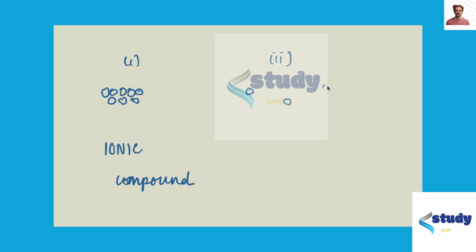Alternatively, the second diagram looks something similar to what I've drawn on the screen. The particles move freely within the container, and so therefore we can conclude that the compound is in a gaseous state, and so we have reduced intermolecular attractions, and so here we have a molecular compound.